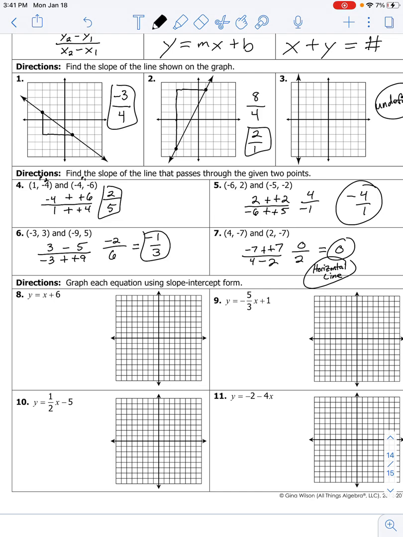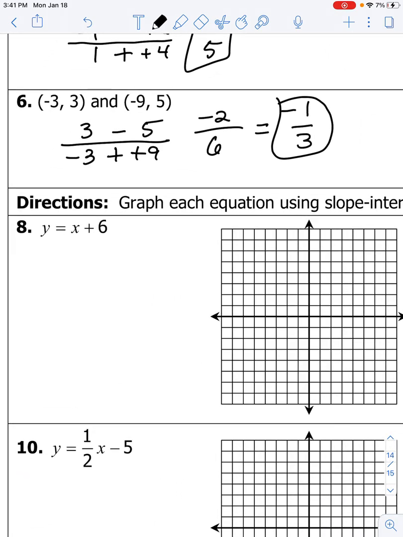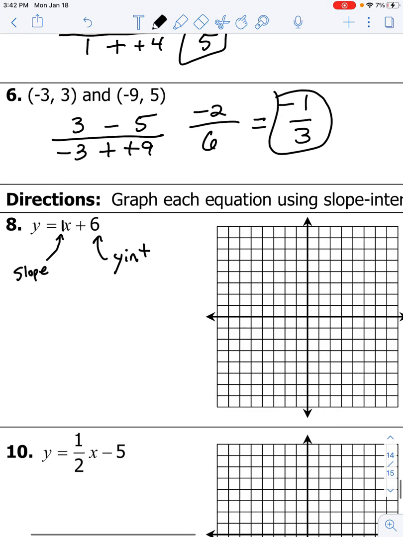Now, next concept, it says graph each equation using slope-intercept form. Well, it's already in slope-intercept form, so all you've got to do is plot the y-intercept first, and then two other points using the slope. Technically in front of that x is a 1, so it would be 1 over 1. So plot the y-intercept first at 6, so up 1, 2, 3, 4, 5, 6. And then two other points.